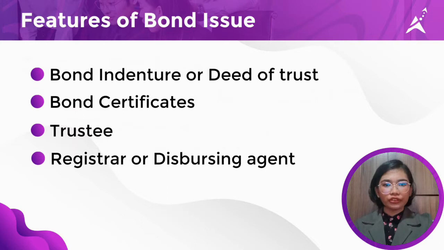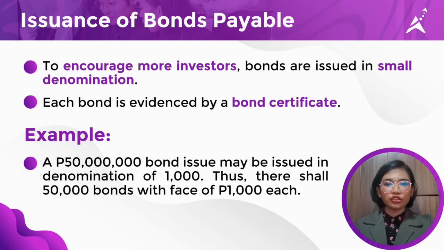Like what I have said earlier, huge amounts are involved in a bond transaction. That's why, for the issuer to collect that huge amount, bonds are issued in small denominations such as by 100, 1,000, and 10,000 pesos to encourage investors. And it is always evidenced by a bond certificate and, of course, the bond indenture.